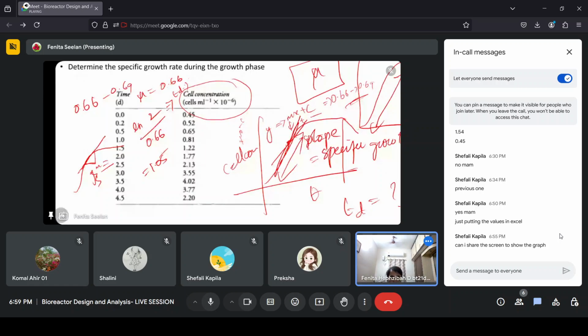Okay, great job, Shifali. Who else had tried solving? Anybody else? It's okay. Later on, after the session ends, you can also try solving it. Okay.